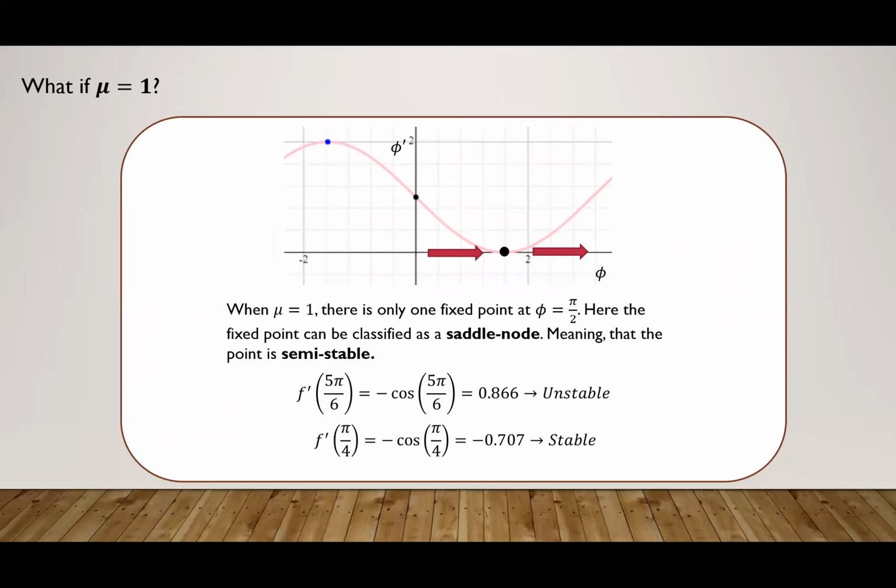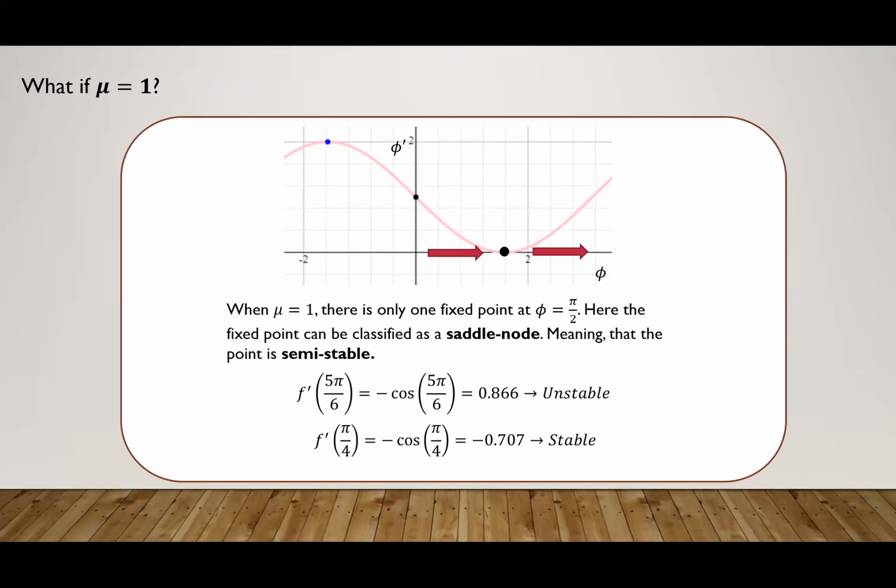Although we have observed the three cases previously mentioned, we can also consider mu equaling 1 using the same setup from the previous slide. If this were the case, the graph pertains to one semi-stable fixed point at pi over 2. When a fixed point is semi-stable, the flow is attracted to one side and is repelled by the other.